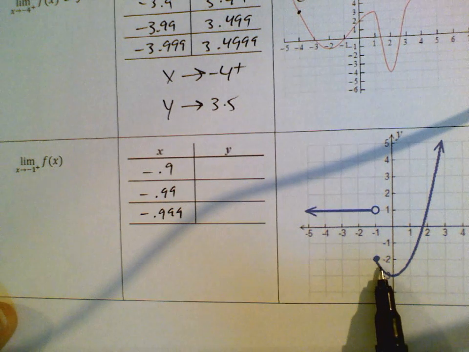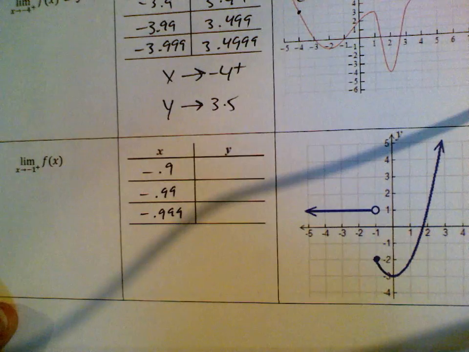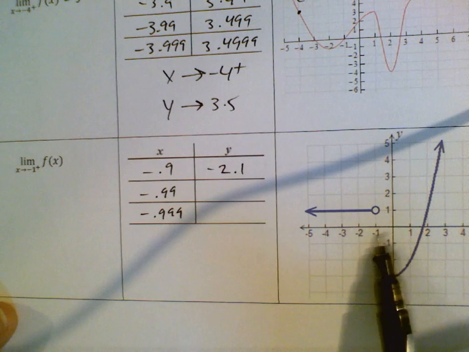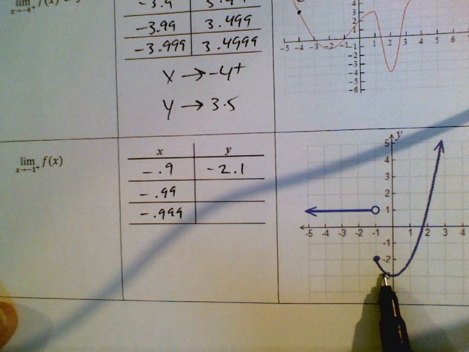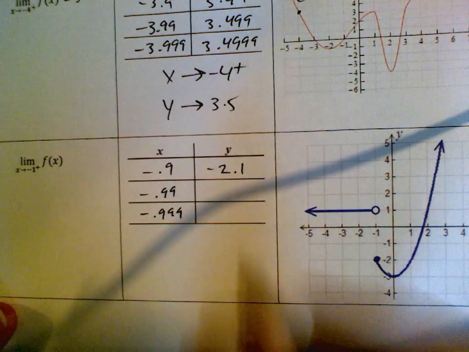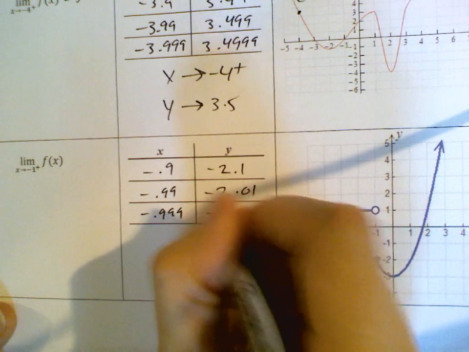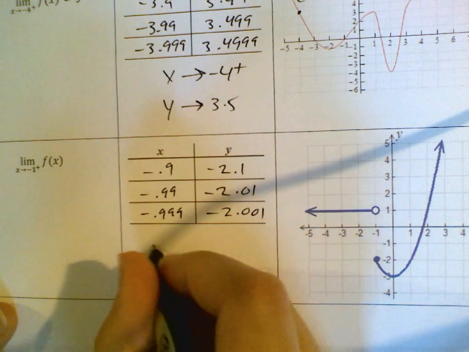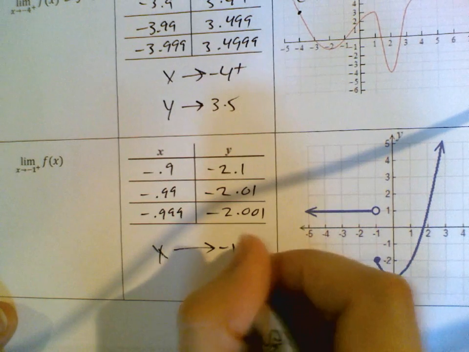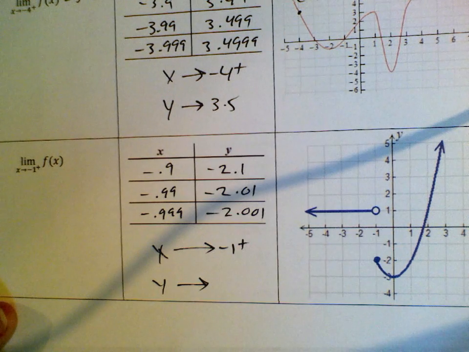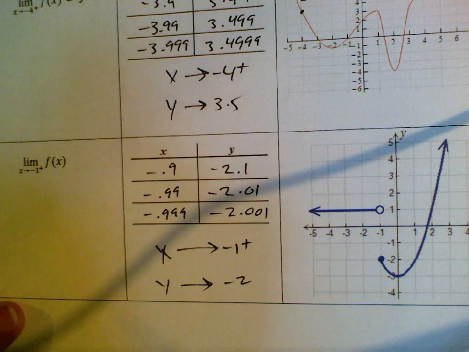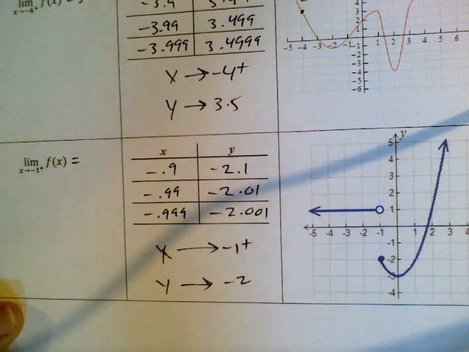So the y value is going to be just a teensy bit lower than -2. So for example, -2.1. And the closer my x value gets to -1, the closer my y value will get to -2, but it's still going to stay below it. So -2.01, and then even closer. So as the x's approach -1 from the right, the y values are approaching -2. So the limit as x approaches -1 from the right of this function f of x equals -2.